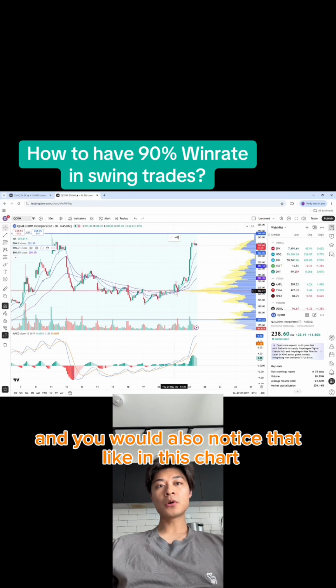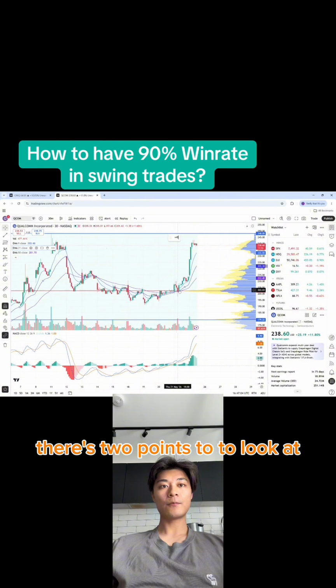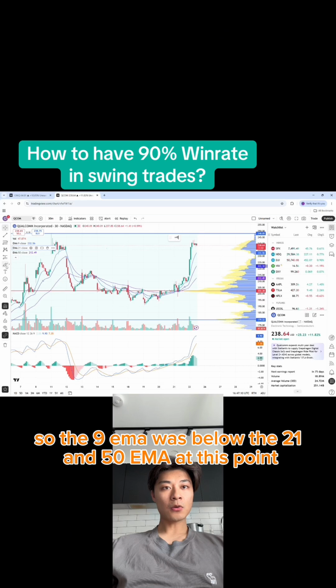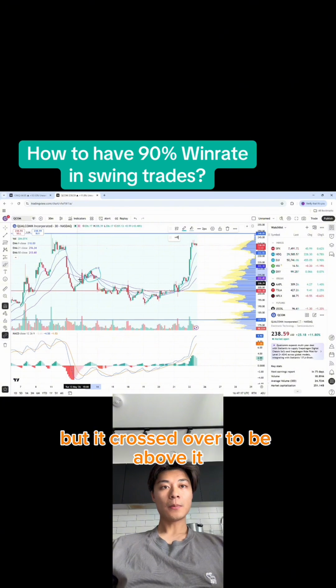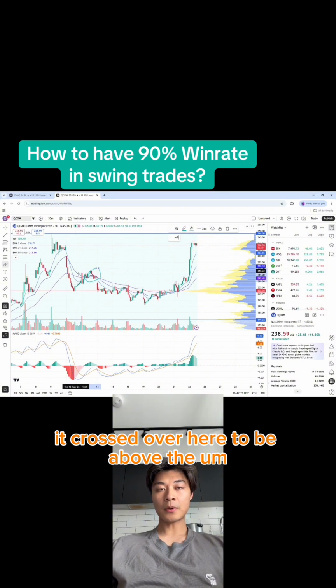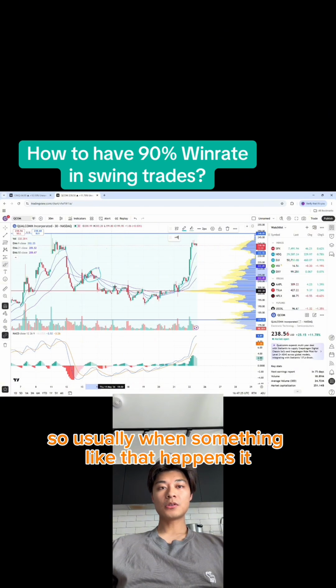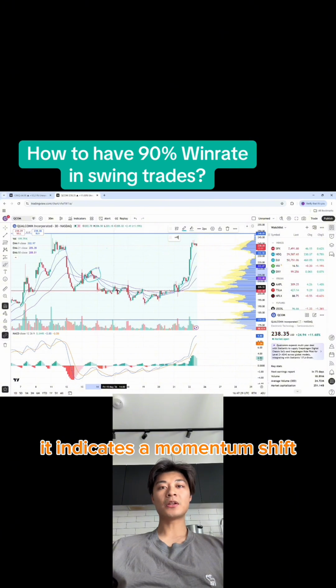And you would also notice that in this chart, there are 2 points to look at. So this is where the EMAs start crossing over. The 9 EMA was below the 21 and 50 EMA at this point, but it crossed over to be above the 21 and 50. Usually when something like that happens, it indicates a momentum shift.